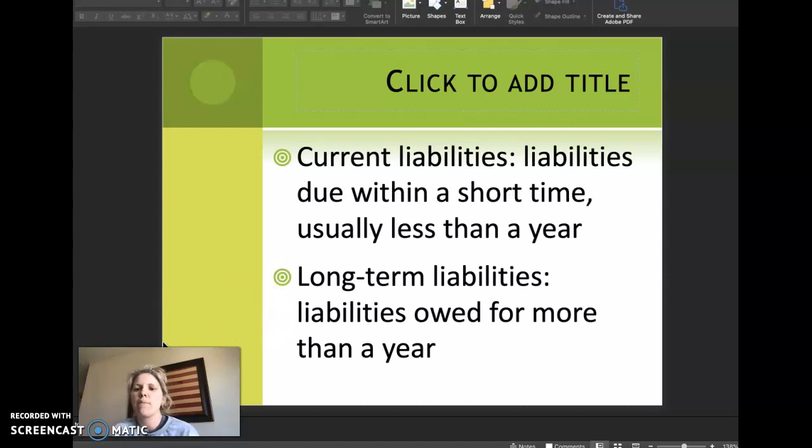Then in our liabilities, we're going to break this down into two parts. We'll have our current liabilities. So these are bills that we owe within a short amount of time, usually considered to be less than a year. And then we also have long-term liabilities, and these are things that we owe for more than a year. So those bigger purchases like your vehicles for your business or a building that you bought or land that you bought. So things that are going to take us longer to get paid off.